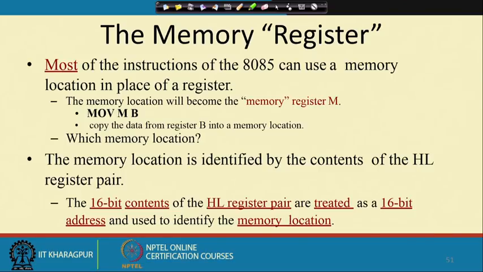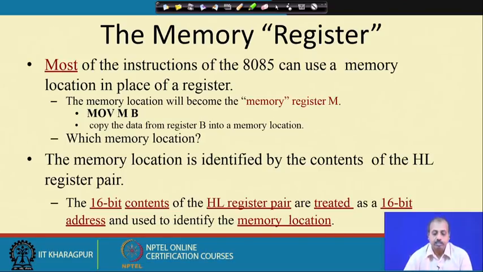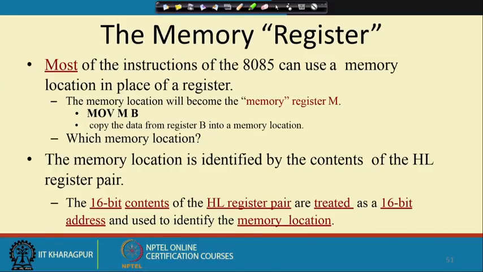We can also think about memory as a register. Most instructions in the 8085 can use a memory location in place of a register, like this instruction, MOV M, B. This memory location becomes the memory register M. It tells that the content of register B will be copied onto memory location M, but what is the address? When I say B, C, D, E, we are talking about a particular register, but when I say M, it is a memory location. This address is implied; it is implicitly identified by the content of the HL register pair.